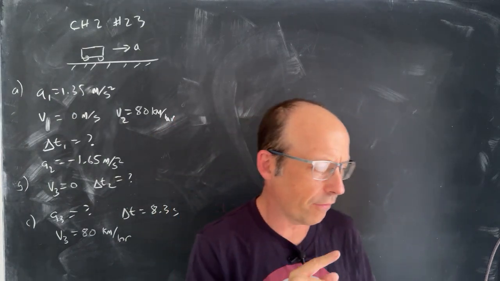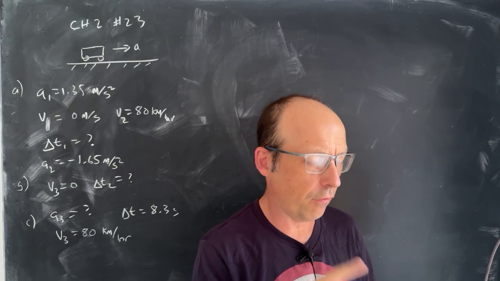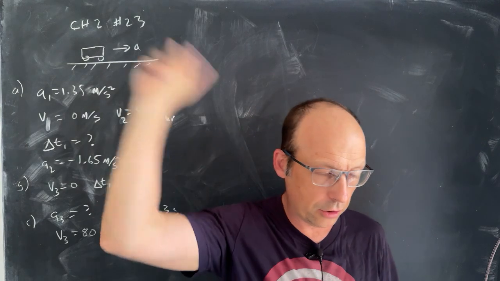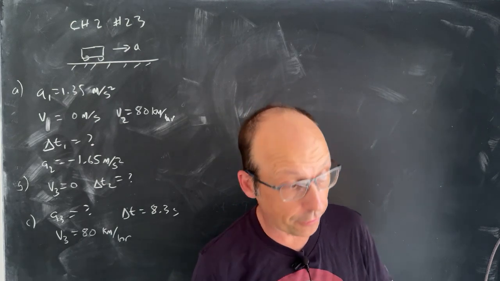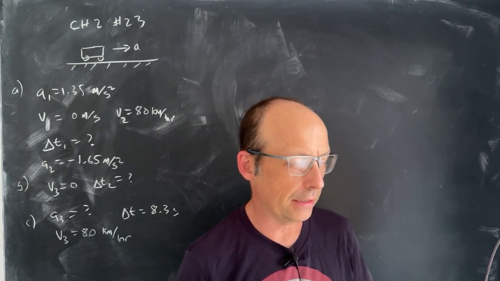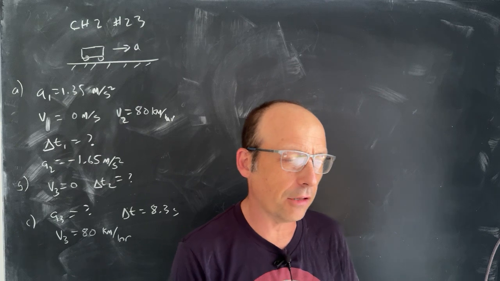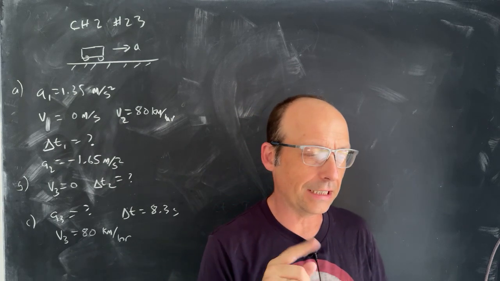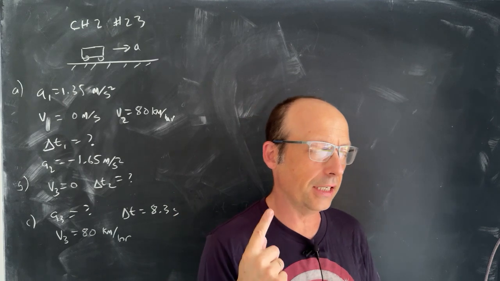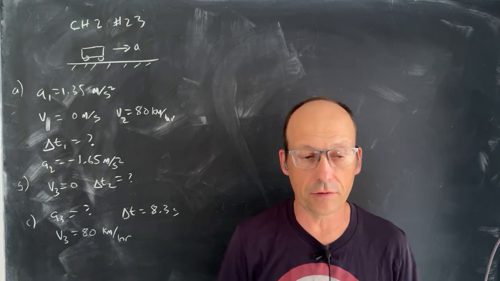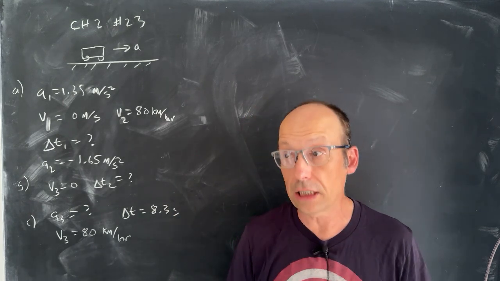It says a light rail commuter train accelerates at a rate of 1.35 meters per second squared. A, how long does it take to reach a top speed of 80 kilometers per hour starting from rest? B, the train decelerates at a rate of 1.65 meters per second squared. How long does it take to come to a stop? C, in an emergency, it can stop in 8.3 seconds. What's the acceleration then? So we've got 3 parts. Let's just get to it.